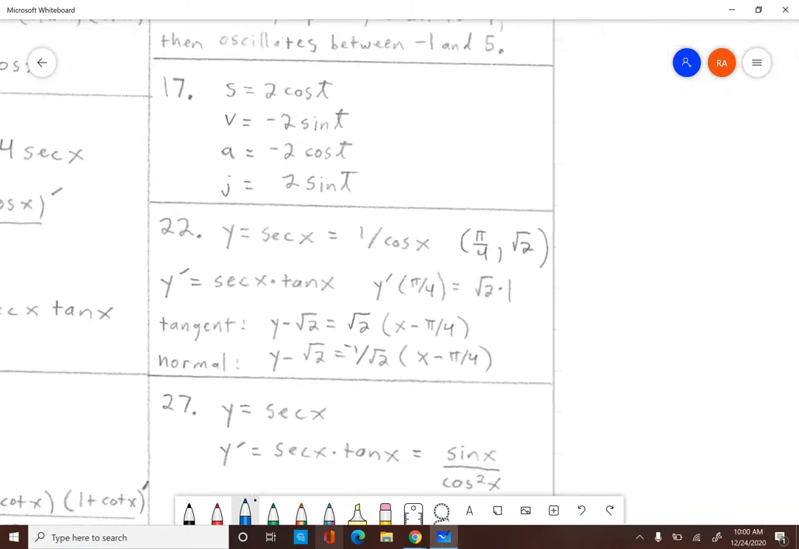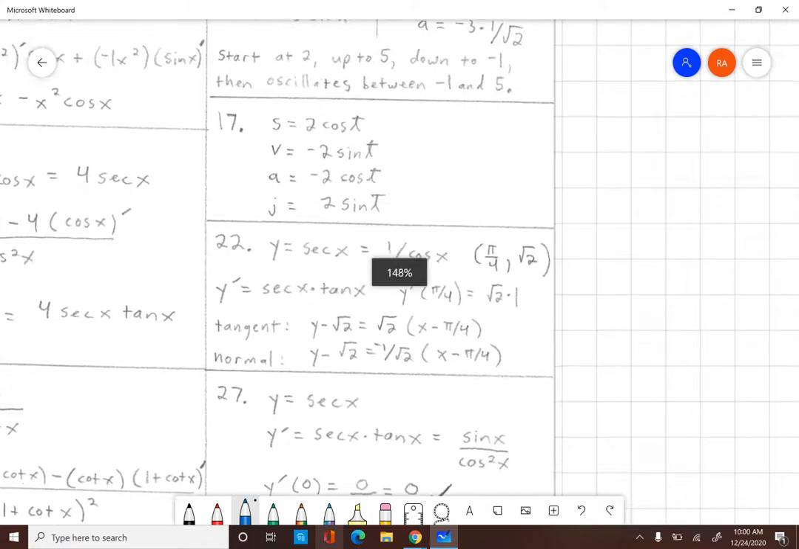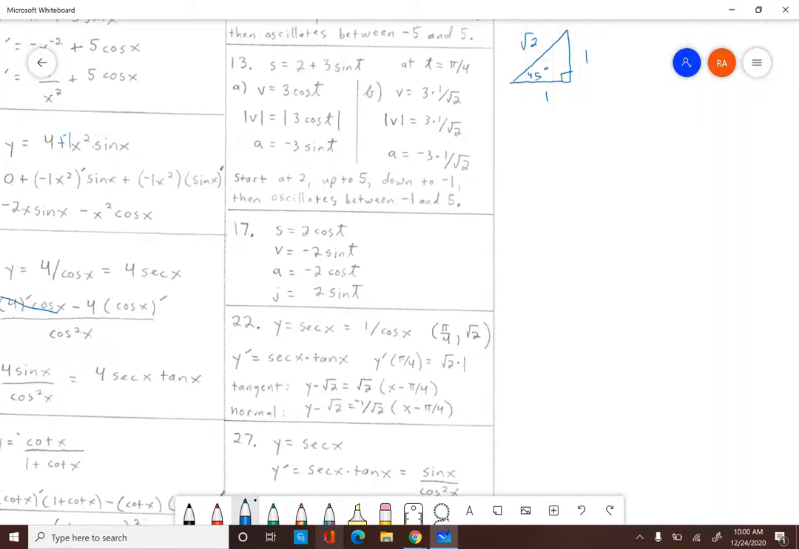For 22, it is asking to find the tangent line and the normal line at pi over 4. So at pi over 4, for the secant function, secant is the flip of the cosine. If the cosine of 45 degrees is 1 over root 2, then the secant is just root 2 over 1. So I put pi over 4 into the secant function, which is the same as flipping 1 over cosine, and I get root 2 over 1.